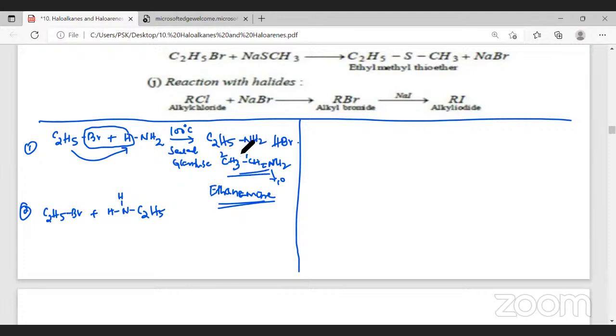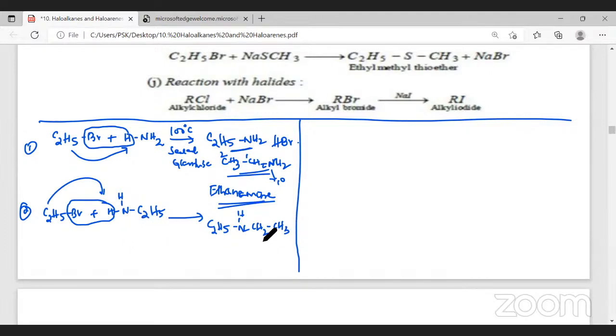This is the molecule I'm writing. It's a continuous process. So what happens now? H and Br get eliminated as HBr. In place of H, what goes? C2H5. So what's the molecule you get? C2H5, sorry, NH, CH2, CH3.